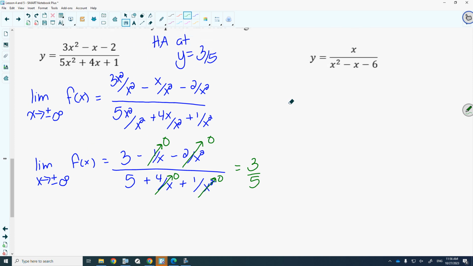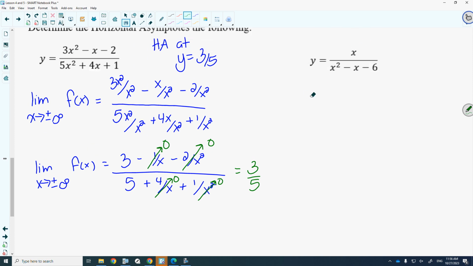This one, we won't do the same thing. We would divide everything by x squared, but degree of top is 1, degree of bottom is 2. If we were to use our limits, where would our HA be for this one? 0. So we'll just write that. HA at y is equal to 0. Okay.